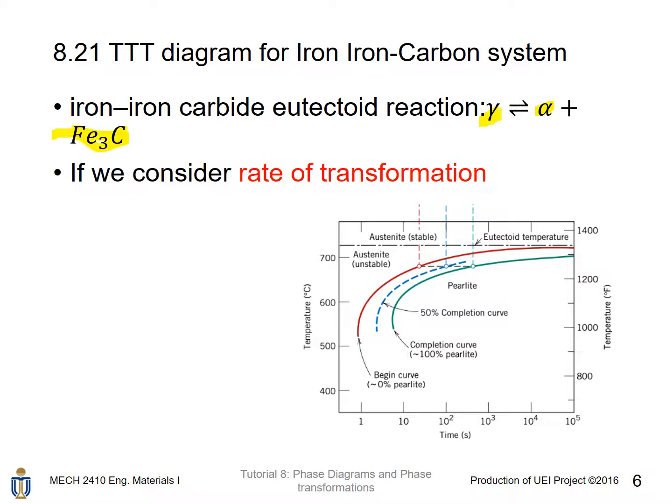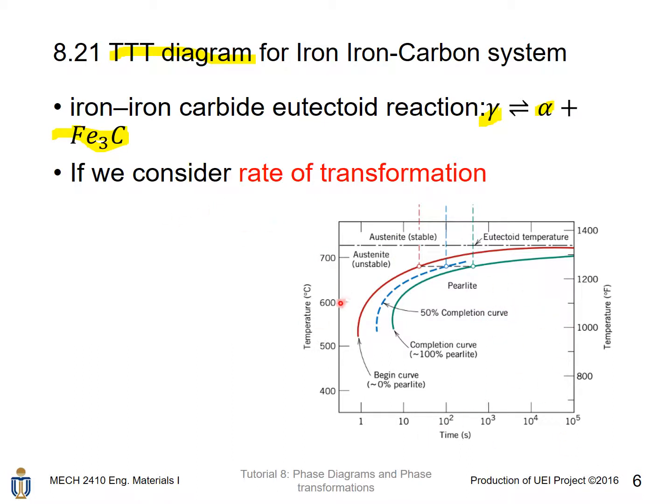And if we consider the rate of transformation, we need to use the TTT diagram, which is here. At this eutectoid reaction, we have the following TTT diagram, and you can see that it is first from the austenite gamma phase. Afterwards, if we wait long enough, it will transform to fully pearlite.